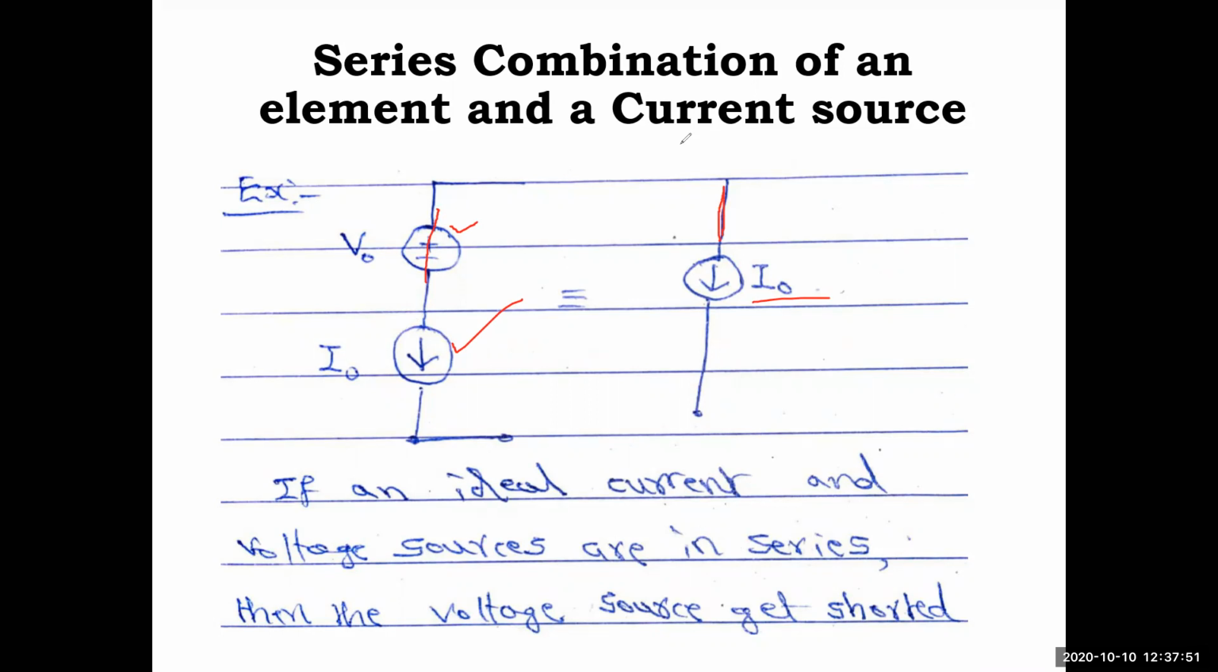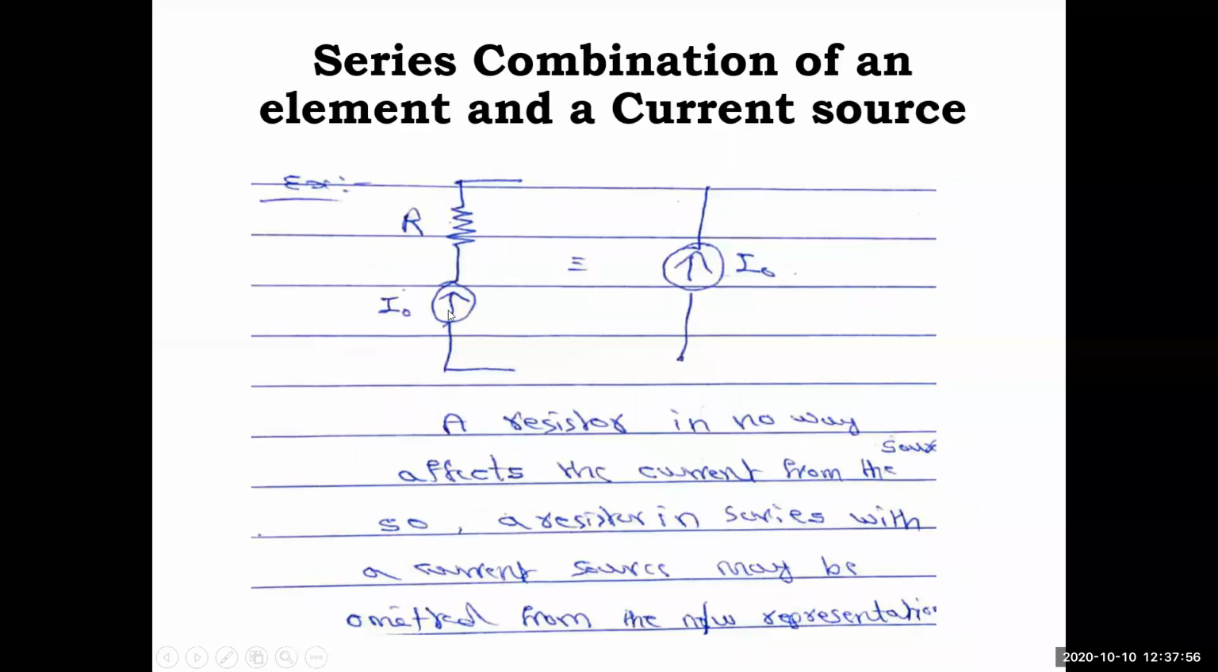Similarly, we'll take one passive element example for this. If you consider a resistor, which is a simple one to analyze, so I naught and resistor, this is also not allowed. If you have a resistor, it will get shorted. A resistor in no way affects the current flow from the source. So a resistor in series with a current source may be omitted from the network representation.